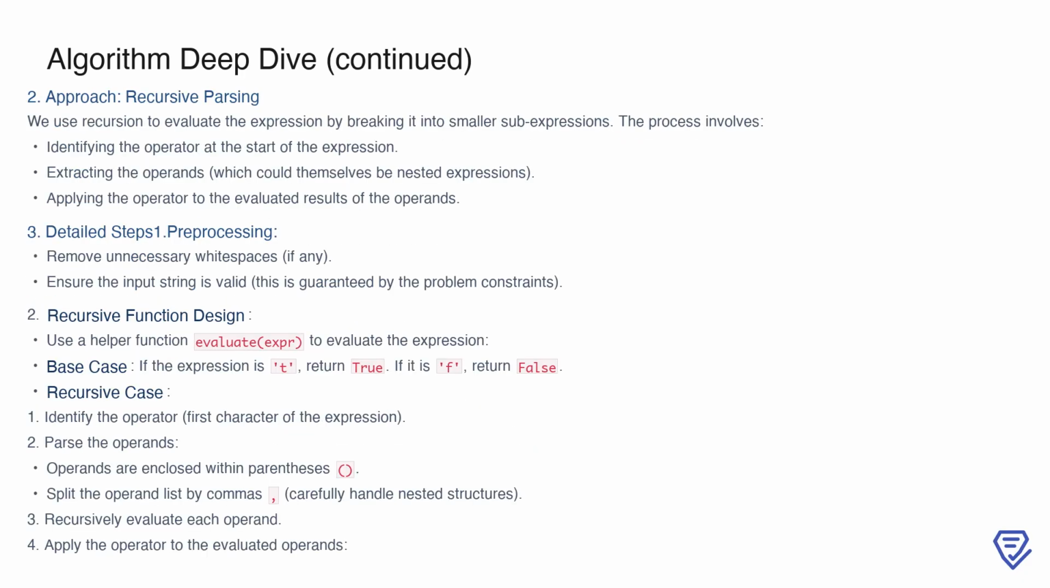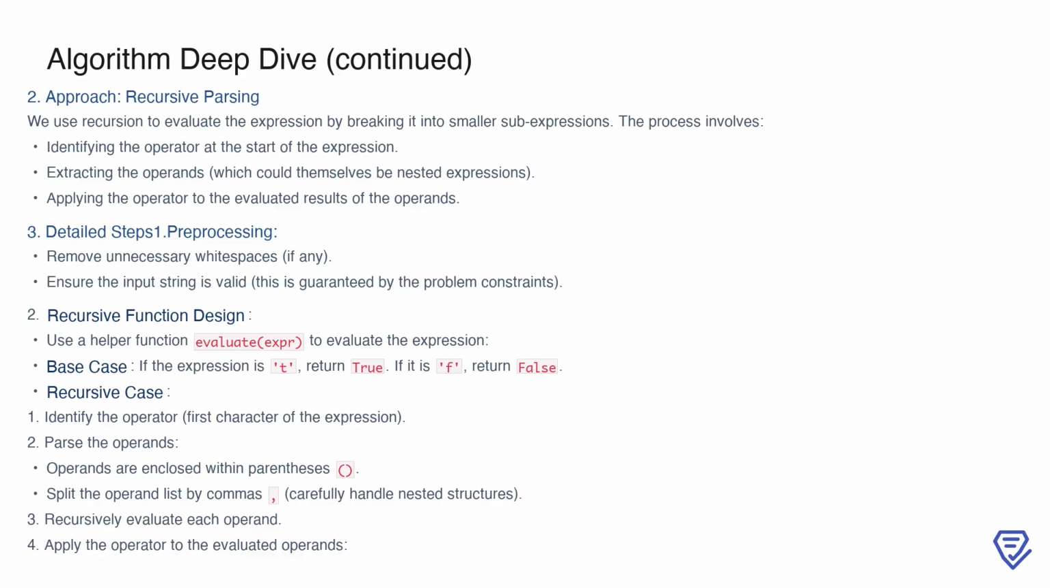Now, the approach to solving this problem involves recursive parsing. Recursion is a natural fit because the Boolean expression is inherently structured with nested sub-expressions. First, we identify the operator at the start of the expression, such as the exclamation point or and. Next, we extract the operands, which may themselves be nested expressions enclosed in parentheses. The operator is then applied to the results of evaluating these operands.